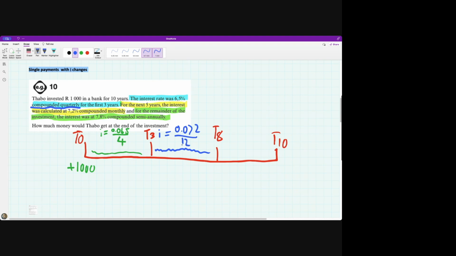You're on it. Okay, now, last bit here. I is equal to, for the remainder of the investment, the interest was 7.8 compounded semi-annually. Okay, I know from the beginning of this chapter that to get 7.8, I've just divided it by 100, right? That's where I'm getting this from. But I have to divide it by something else. What do we divide that by?